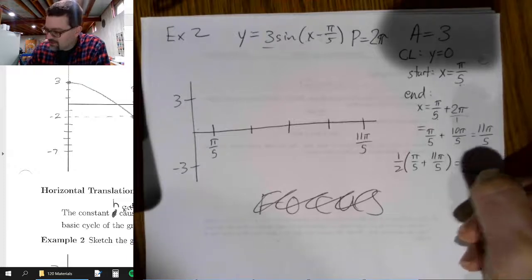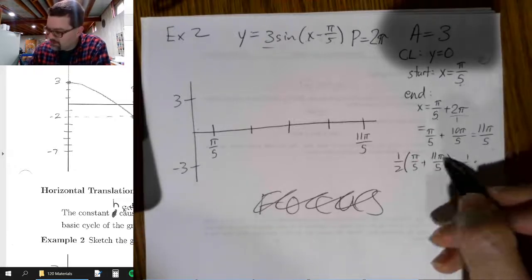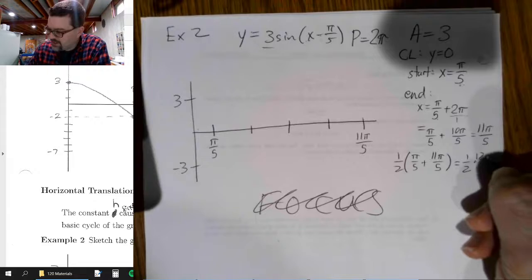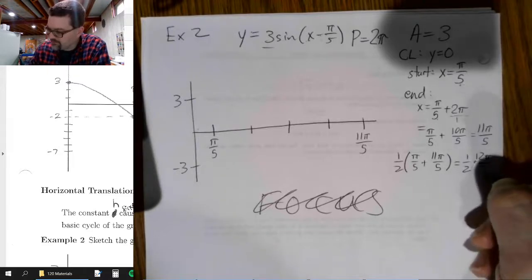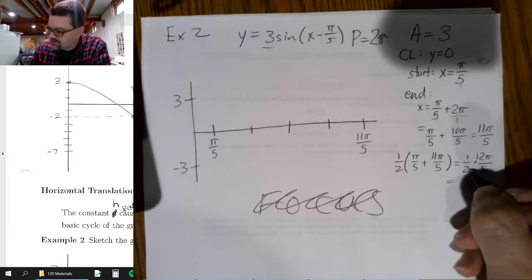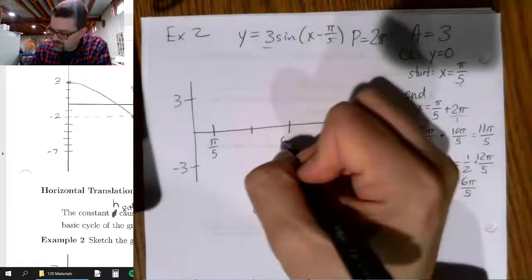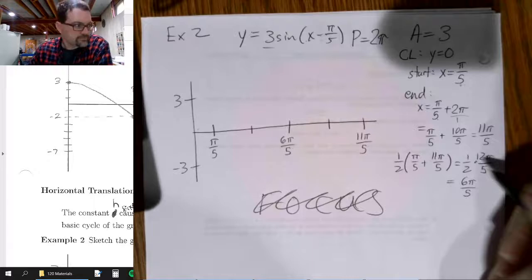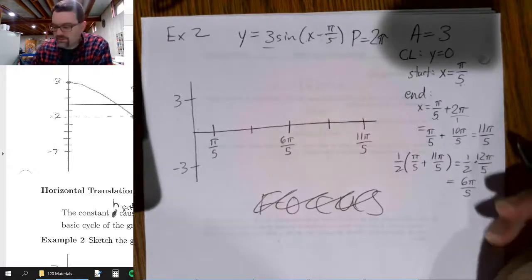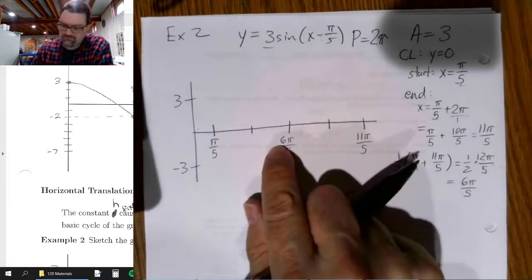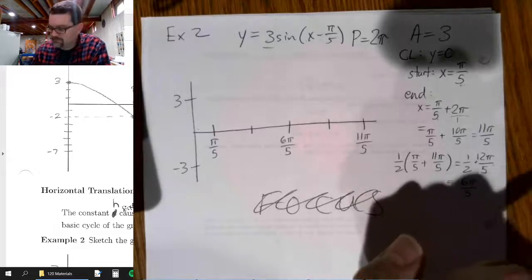All right, they got the common denominator, so we can add them up. 1 pi plus 11 pi is 12 pi's. Common denominator, 5. Cancel the 2 with the 12, and we get 6 pi over 5. There it is. So yeah, what's halfway in between 1 and 11? 6 is.